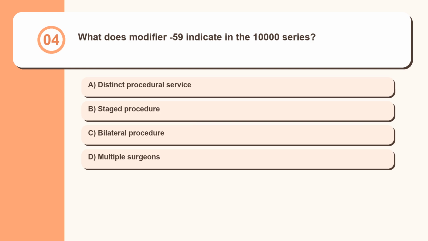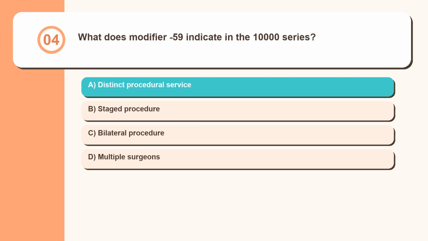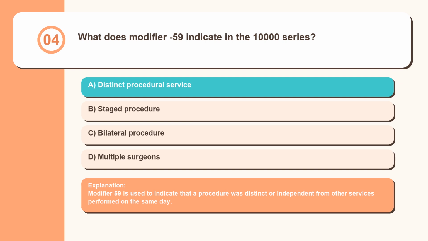Question 4. What does modifier -59 indicate in the 10,000 series? Distinct procedural service, staged procedure, bilateral procedure, multiple surgeons. Modifier 59 is used to indicate that a procedure was distinct or independent from other services performed on the same day.